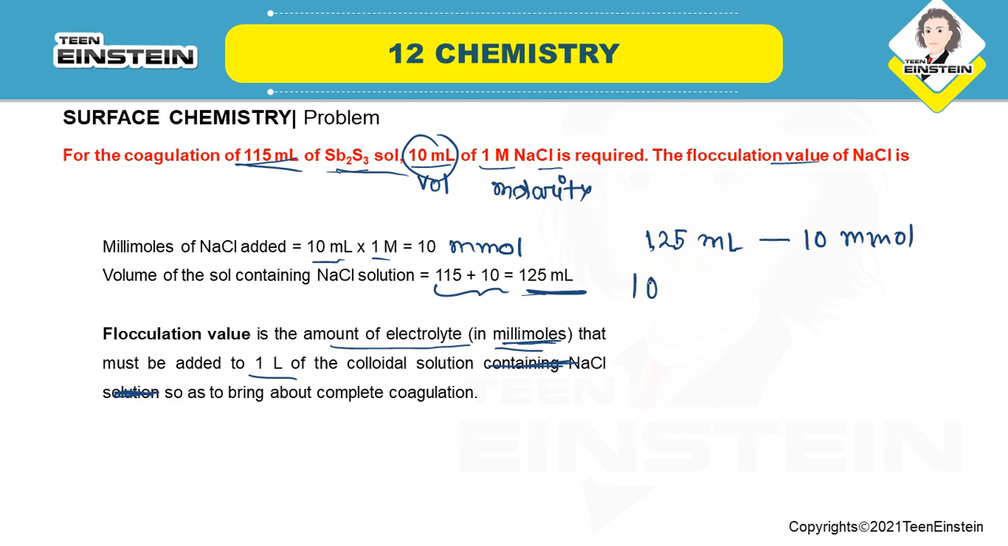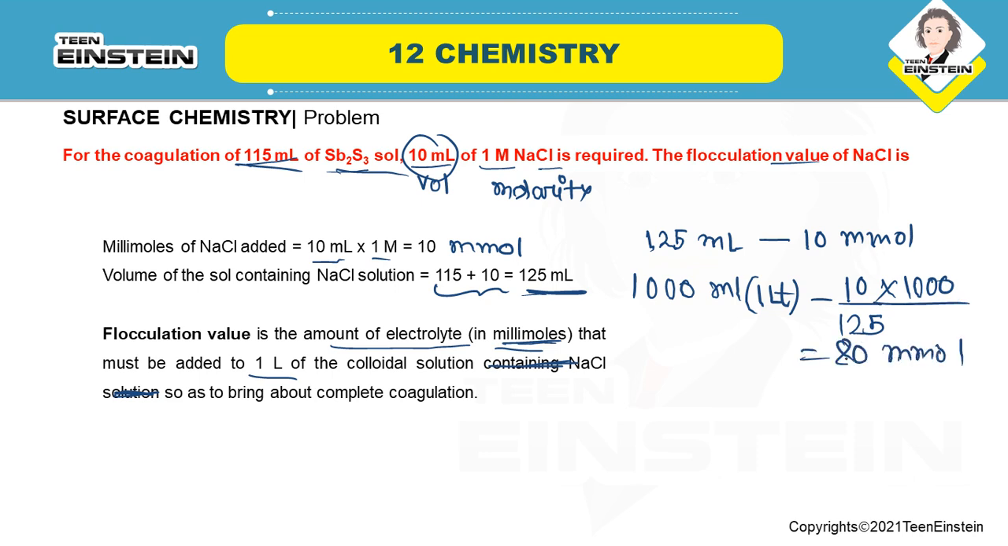So 1000 ml, that means 1 liter, will contain 10 divided by 125 multiplied by 1000, and this is 80 millimoles. So according to the definition, this is the flocculation value for NaCl, because in 1 liter, this is the number of millimoles that is present.